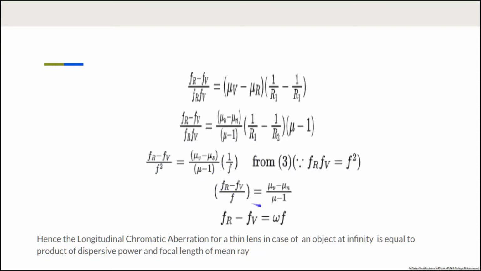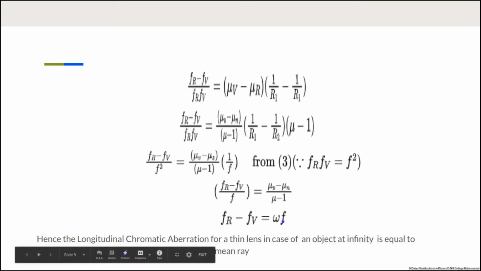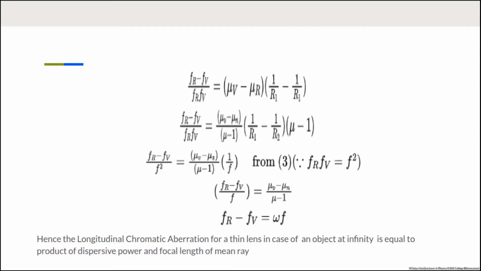Then by simplifying this equation, we get FR minus FV is equal to omega F. We know that FR minus FV is known as longitudinal chromatic aberration. From this expression, we can say that the longitudinal chromatic aberration FR minus FV is the product of dispersive power and the mean focal length, or the focal length of the mean ray. This is the expression for longitudinal chromatic aberration in case of a thin lens when the object is situated at infinity.